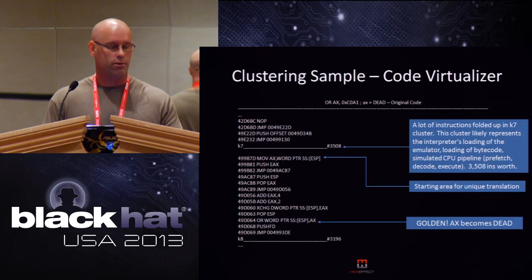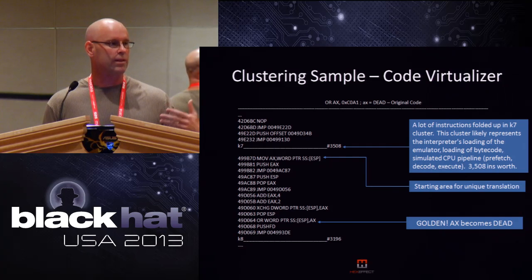And in that cluster, there's 3,508 instructions, and then the other one is 3,196. This was kind of the theory that I had, that this would actually work, right? So the virtual machine would be detectable, and we'd be able to weed it out, and what would be left is what we're interested in.